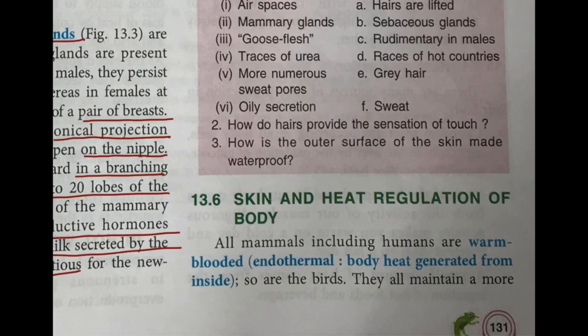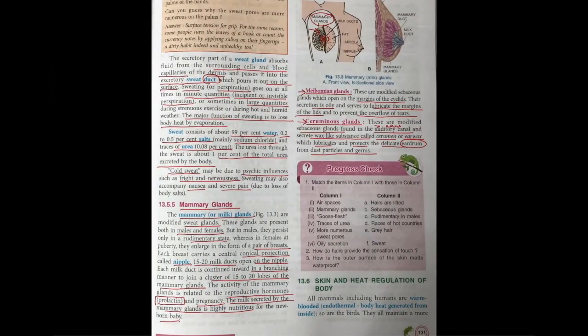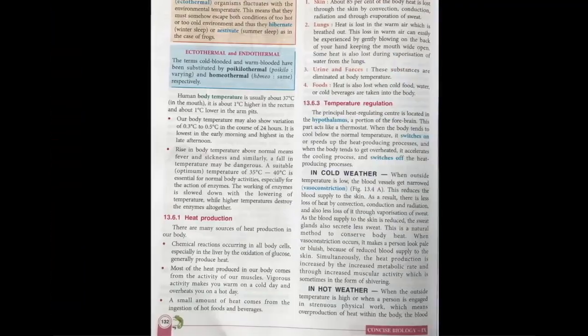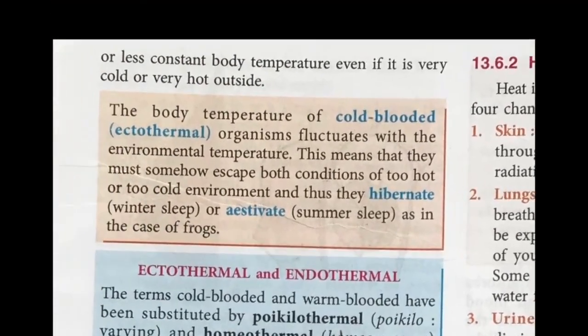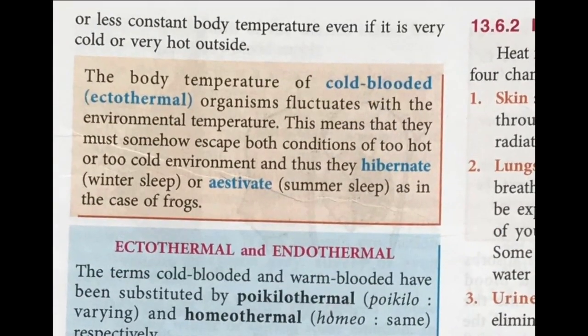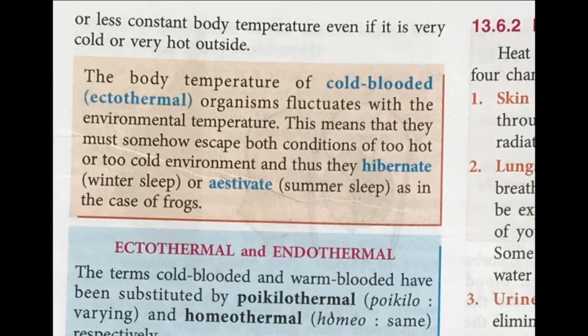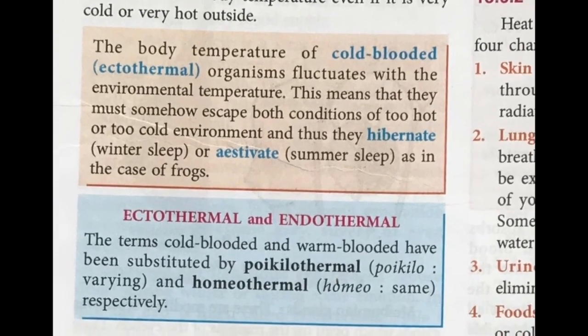All mammals, including humans, are warm-blooded. That means they have a constant body temperature, and they are endothermal. Endothermal means body heat is generated from inside. Even the birds are endothermal. So they have a more or less constant body temperature, as I have already told you, even if it is very cold or very hot outside.